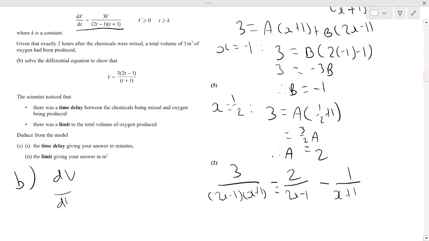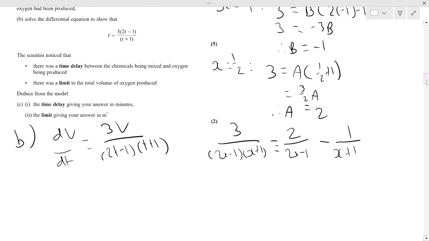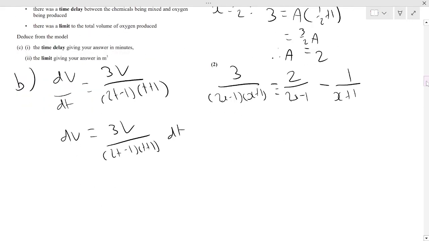So we have dv over dt is 3v over (2t minus 1)(t plus 1). And with A-level maths anyway, we essentially separate all the variables, right? So that means one variable has to be on the one side, so we're going to have to multiply by dt. So that's the first step. dv is going to be 3v over (2t minus 1)(t plus 1) dt. That's always going to be the first step, right? Unless obviously you're very confident and you can do it all in one. But that's the first sort of approach. Getting rid of the dt.